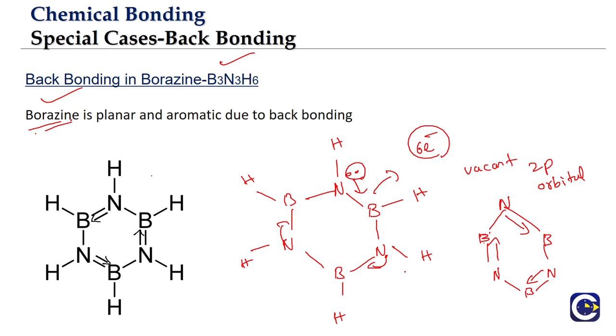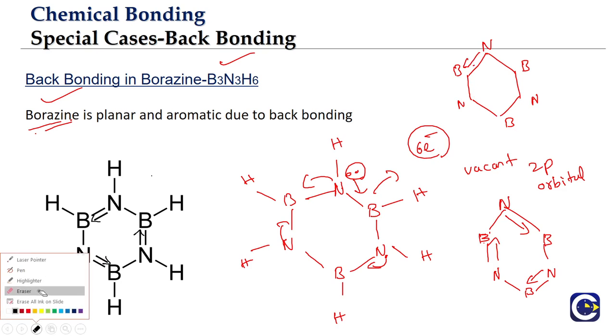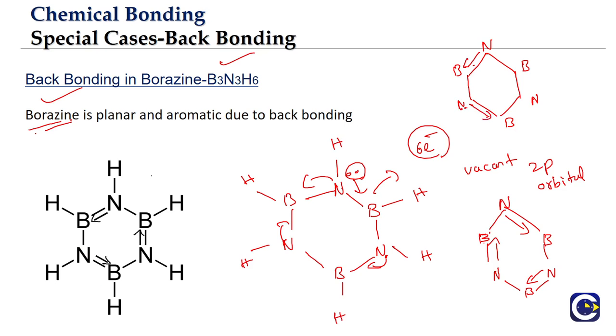That is one possibility. What is the alternative possible structure? We have a nitrogen, this side boron, this side boron, here nitrogen. Instead of the nitrogen giving a coordinate bond this side, it can give a coordinate bond here. As a result, this nitrogen will form a coordinate bond with this boron.